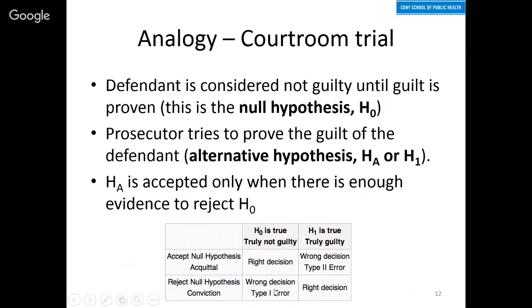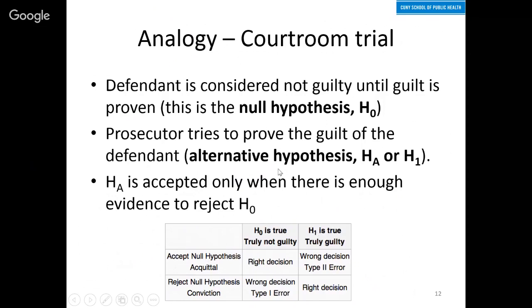We can make the error of a wrongful conviction. That is a type 1 error, and that's the type of error that we will control for in hypothesis tests. That is the kind, like with a trial, that is generally considered the worst kind of error to make and the one that we have to be most cautious about protecting against. That said, we can also make the mistake of the alternative being true and failing to reject it.